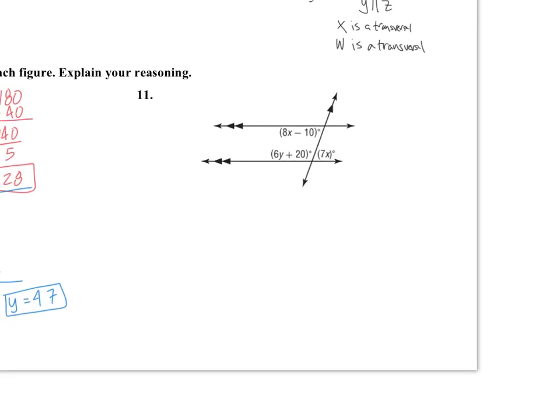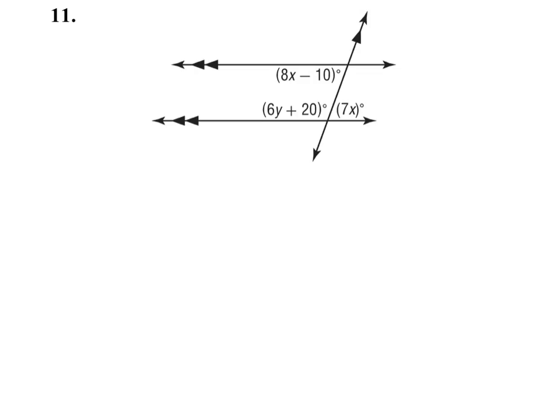And so what I know about number 11 is that these two lines are parallel, okay? And that this is my transversal, okay? And I need to solve for x and I need to solve for y, okay? But in order to solve for both, I have to solve for one of them first. Now I'm going to solve for x first because I have this as an x and this as an x.